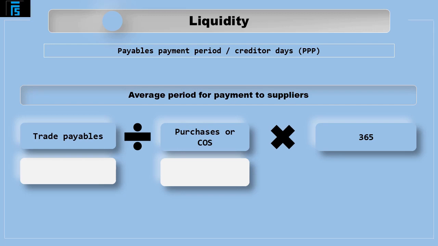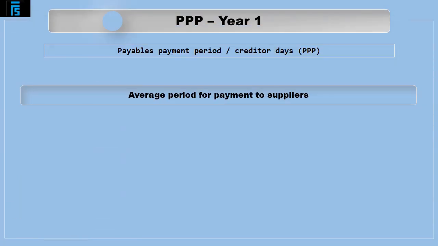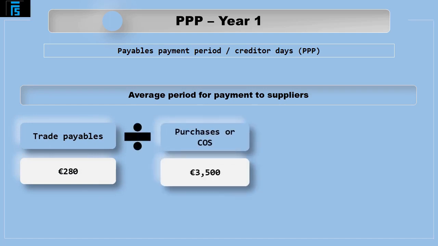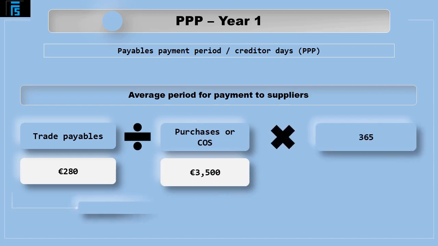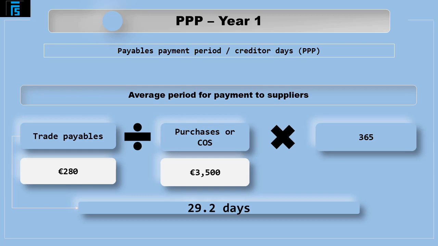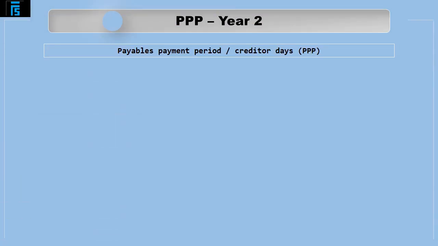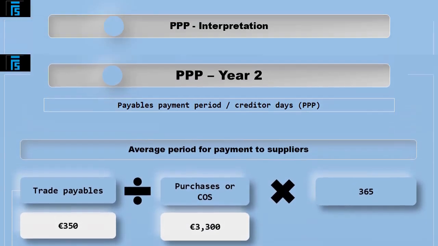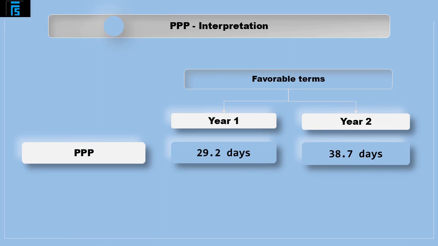365. Using the cost of sales as a proxy for the amount of purchases, year 1 creditor days are calculated as payables of €280 divided by €3,500 from cost of sales and multiplied by 365 days, which gives 29.2 days. Creditor days computed in respect of the second year equal 38.7 days, which means that year on year the company managed to obtain significantly more favorable payment conditions in its relations with suppliers.